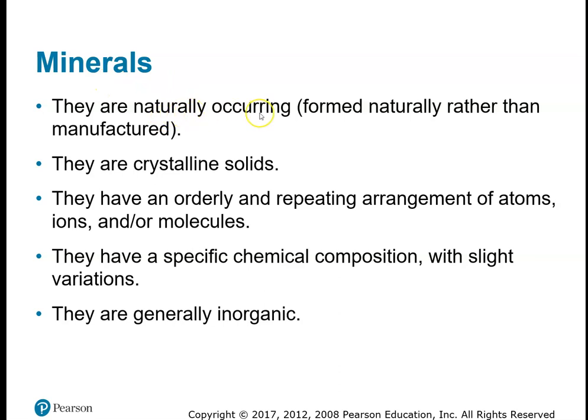It has to be naturally occurring. So, for example, here's something that's not a mineral. You've probably heard of cubic zirconia, right? That's something that's manufactured. If you manufacture it, it would not be considered a mineral. It also has to be crystalline. So it forms crystals, right?